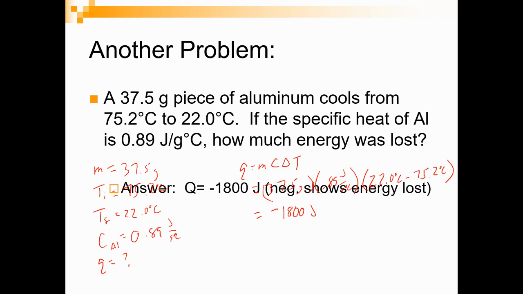Again, a lot of times because our joules are going to be pretty big, these could be written as kilojoules instead of joules by moving the decimal over 3 places. Negative 1.8 kilojoules. So that's it.